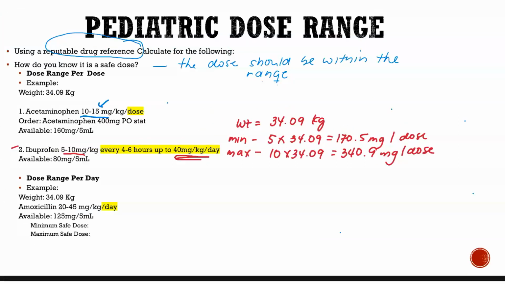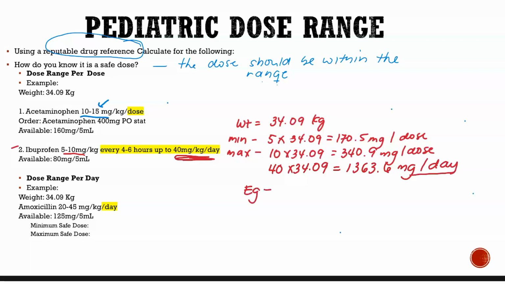Now there's some more information, so we need to pay attention. 40 milligrams per kilogram per day is the maximum for a day. So we need to calculate for that. So we get 40 milligrams times 34.09, which is equal to 1,363.6 milligrams per day. See the difference? This is per day. All right, so let's take a look at this example.